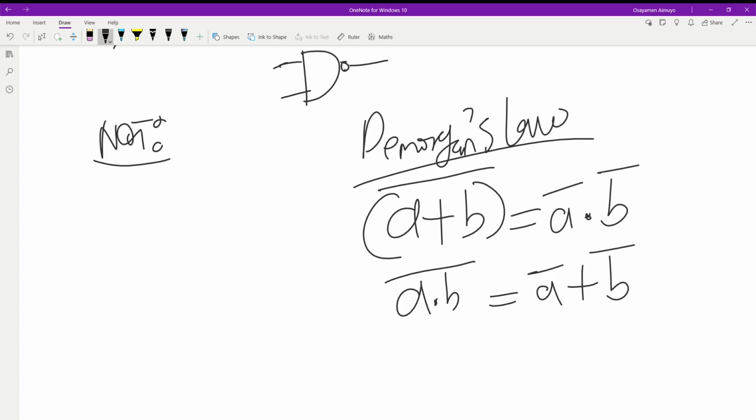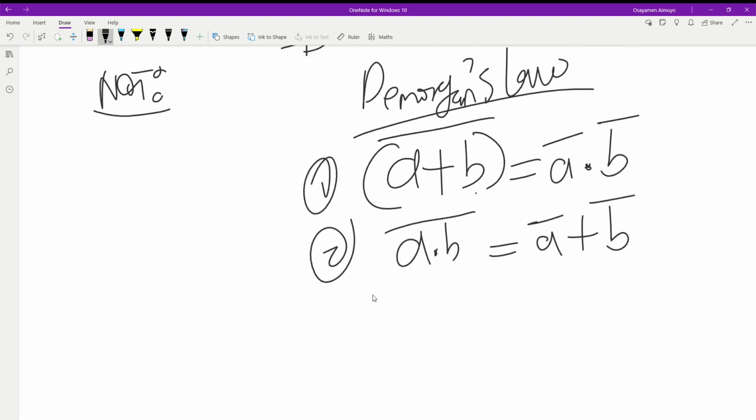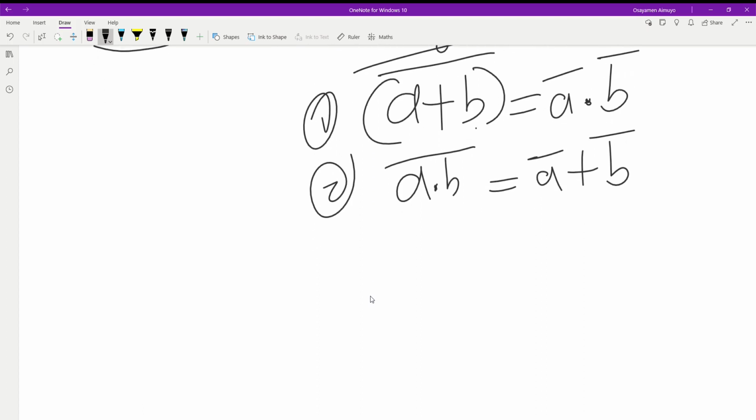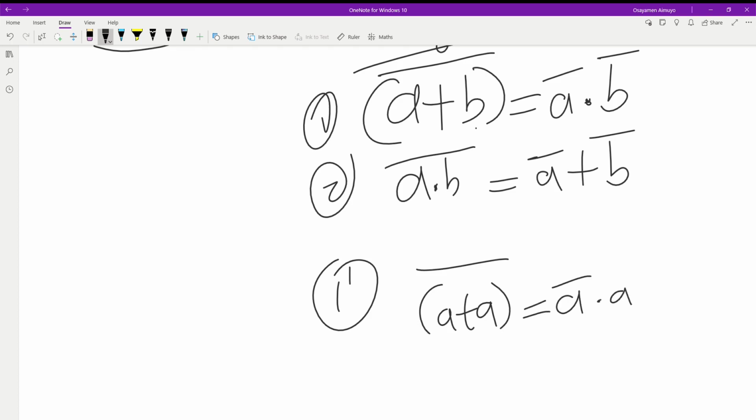What if we were to replace B in equation 1? Let's replace B with A, and let's see what happens. If we replace B with A, I'll call it 1 prime, you would have that (A or A) bar equals A bar and A bar. And now if you recall your Boolean algebra rules, a literal and the same literal is equal to the literal itself. So you have A bar.